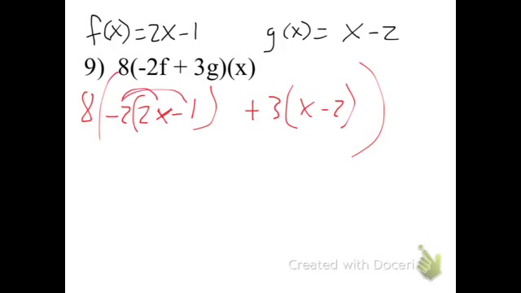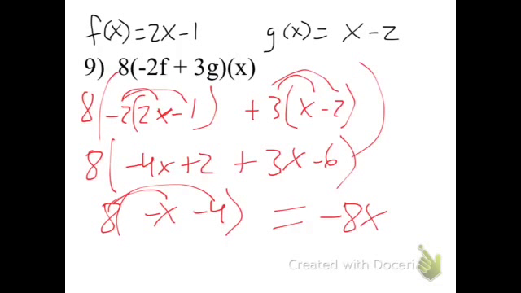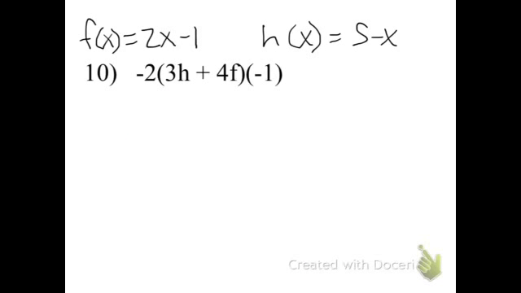So distributing this through, you're going to get negative 4x plus 2. Distribute the 3 through, it's going to give you 3x minus 6. Combine like terms inside, negative 4x, 3x. It's going to give you negative x. Combine 2 and negative 6 to get negative 4. Distribute the 8 now. We can finally multiply by 8. We got negative 8x minus 32. The end. Moving on to 10.